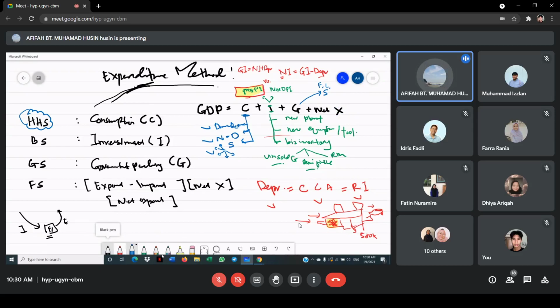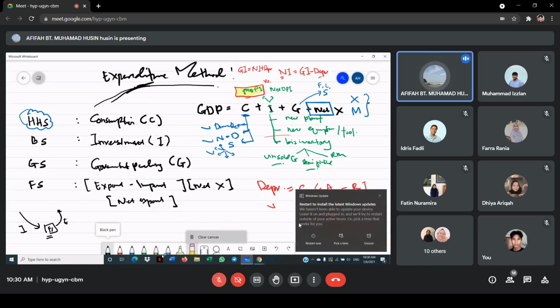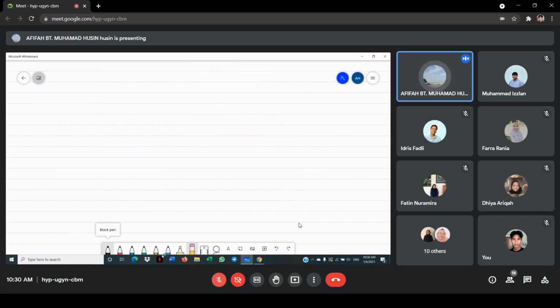Okay, next we go for the net export. Kalau dia bagi jumlah export, you bagi jumlah import. You tak boleh masuk dua-dua, you just have to minus these two. Make sure it is net. Are you with me, class? So, again, to find the GDP, you just have to add everything. You know that expenditure method, GDP is equal to C plus I plus G plus net export. Boleh? Senang saja, okay?